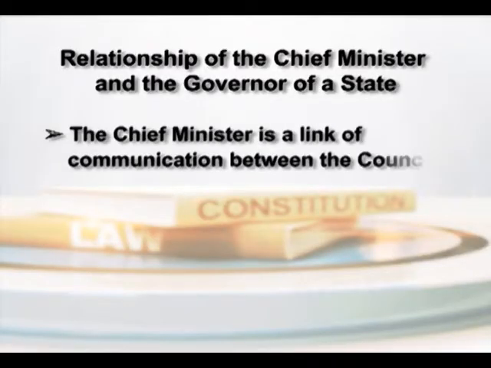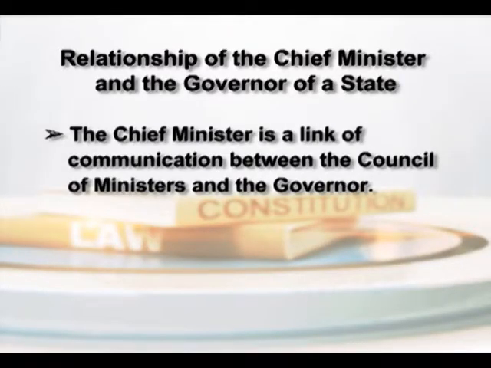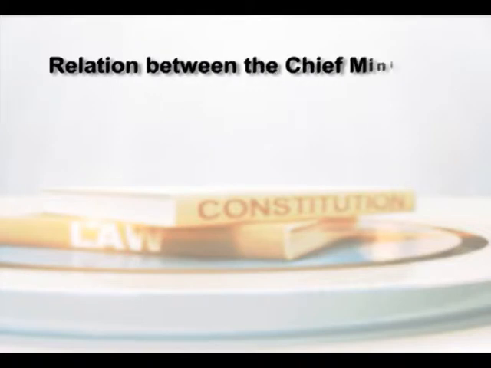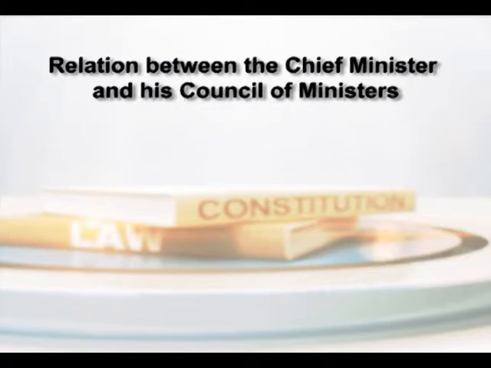The Chief Minister is a link of communication between the Council of Ministers on the one hand and the Governor on the other. The Chief Minister is required to furnish all the information related with the day-to-day administration of the state to the Governor, and he is also required to place before the Governor the proposals for legislation and inform him about them. Now let us see the relation between the Chief Minister and his Council of Ministers.